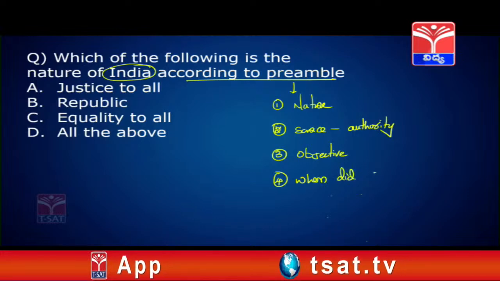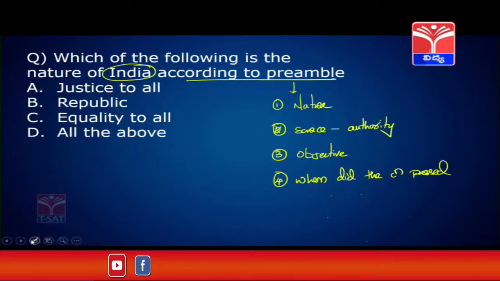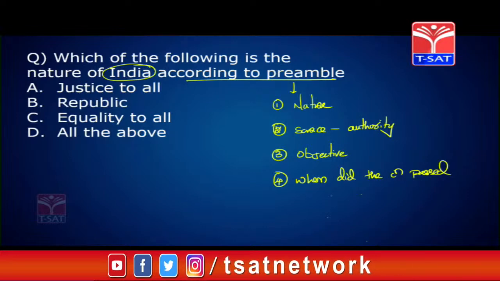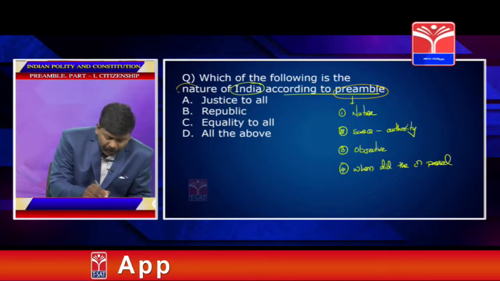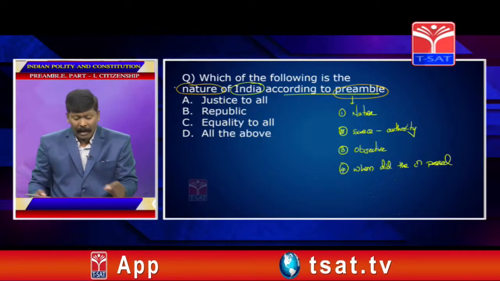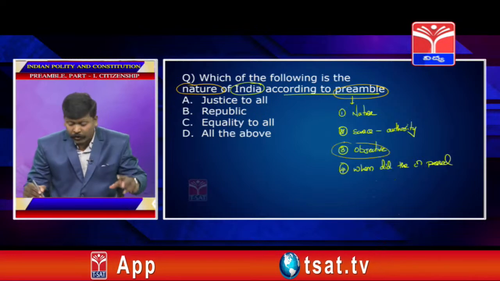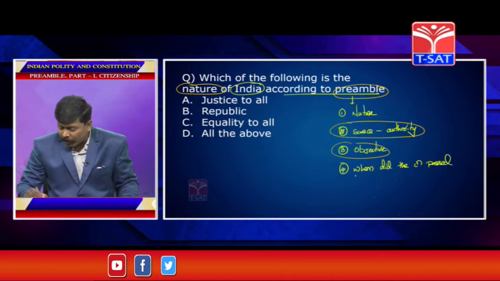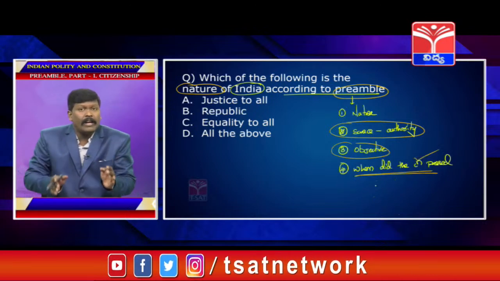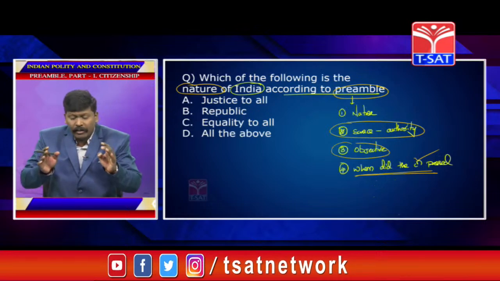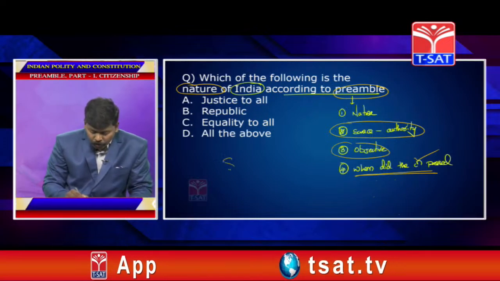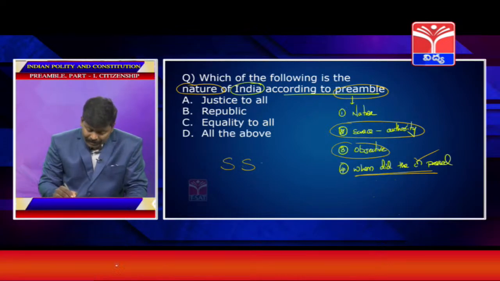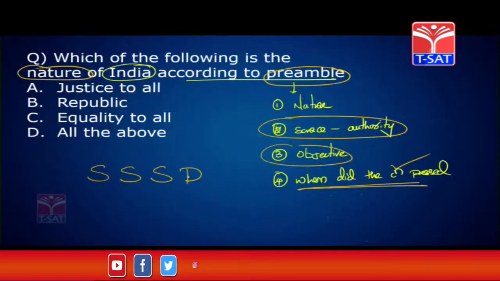When was the Constitution passed? So, these are the four things which you will know exactly when we discuss the Preamble. Now, here I am specifically asking about nature. I am not talking about the objective, or the source, or when the Constitution was passed. I am discussing what is the nature. The nature of the Constitution according to Preamble is sovereign, socialist, secular, democratic and republic.